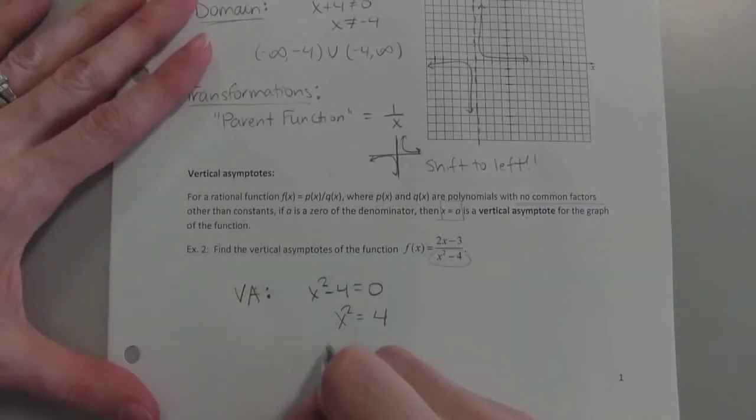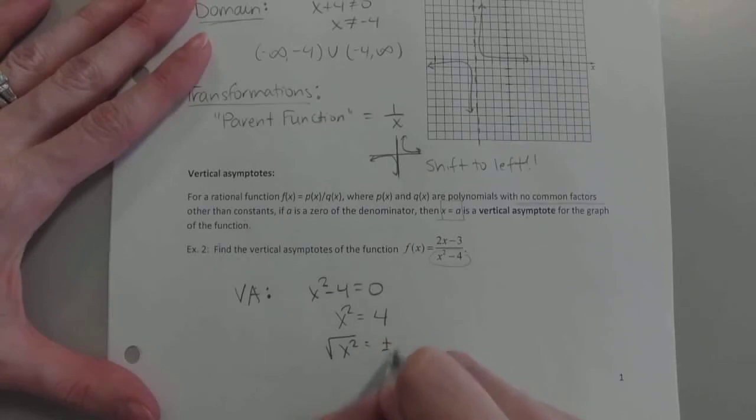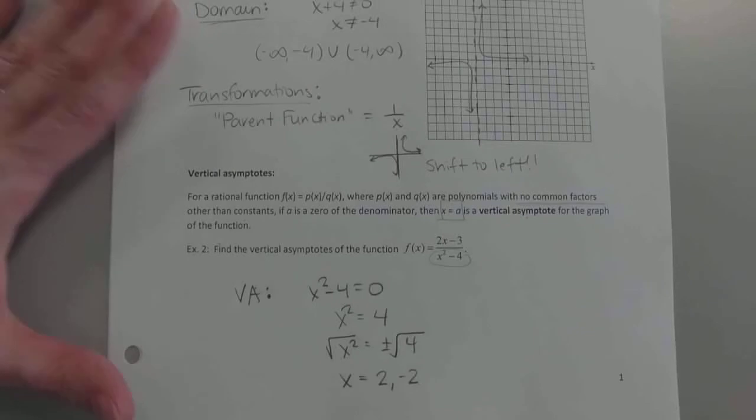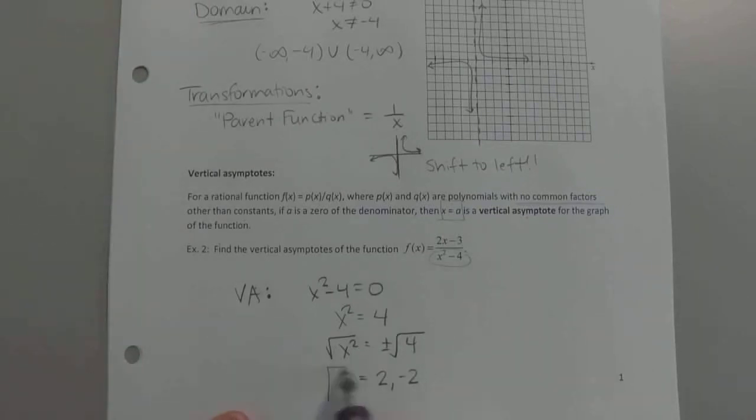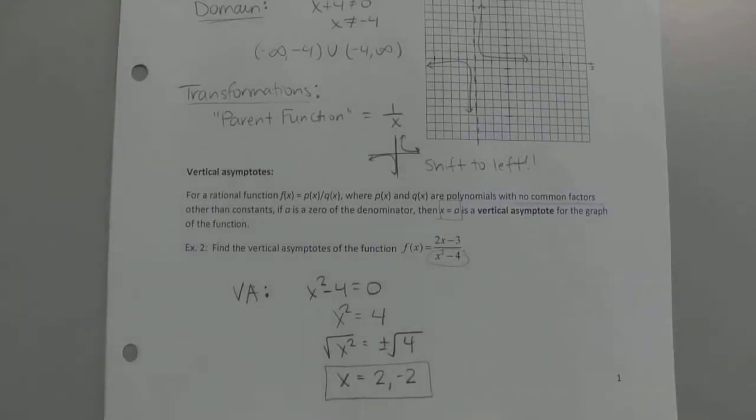How do you undo squaring? Square rooting. But when you square root, what do you put in front of that square root? Plus or minus. So x equals what? 2 and negative 2. Those are your 2 vertical asymptotes.